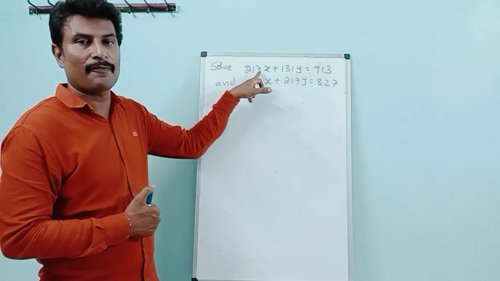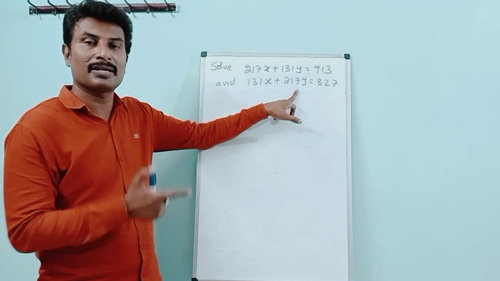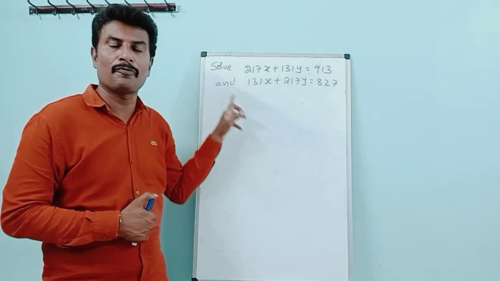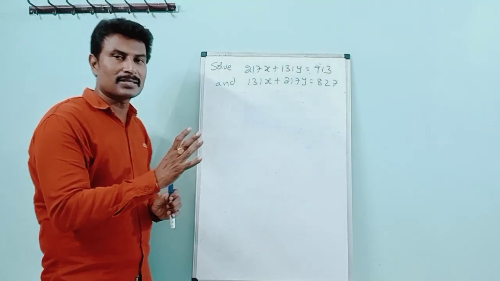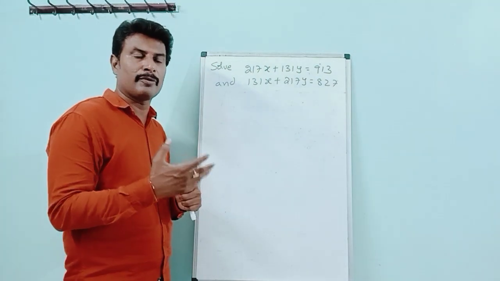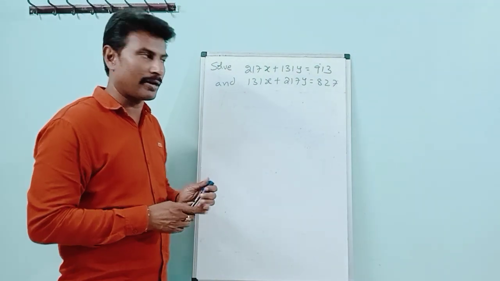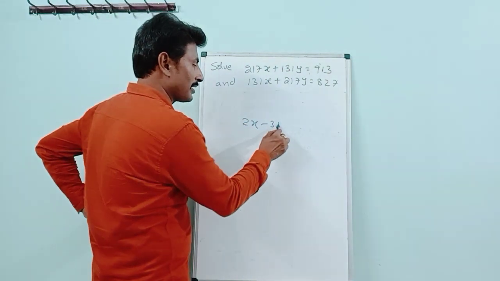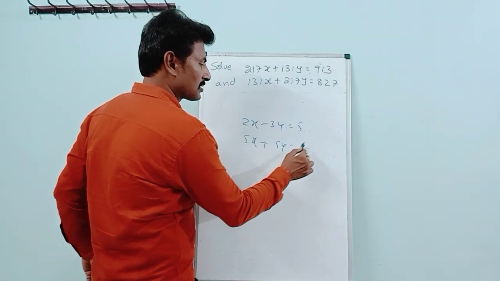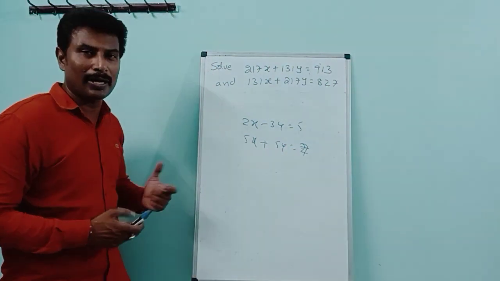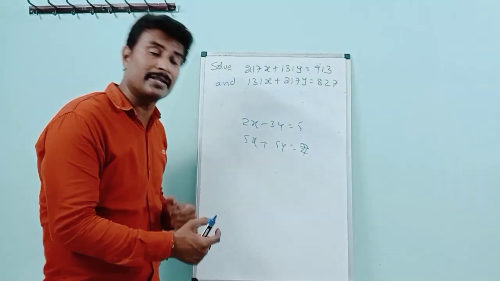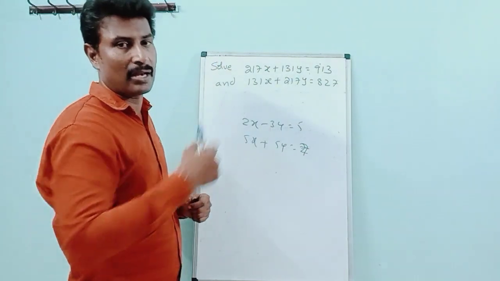The x coefficient of the first equation is equal to the y coefficient in the second equation, and the y coefficient of the first equation is equal to the x coefficient in the second equation. When you get such equations, we already know that in the elimination method we need to get equal coefficients of at least one variable. For example, 2x minus 3y is equal to 5, and 5x plus 5y is equal to 7, something like that. Here we need equal coefficients of at least one variable. Then only we can cancel that variable, eliminate it, so that we can find the value of the other variable.